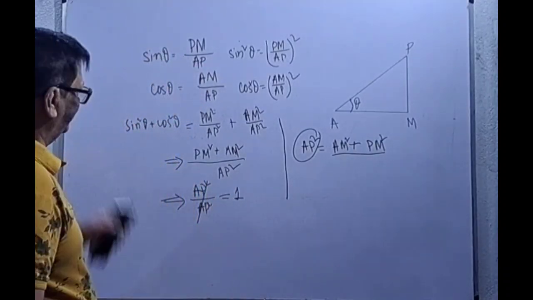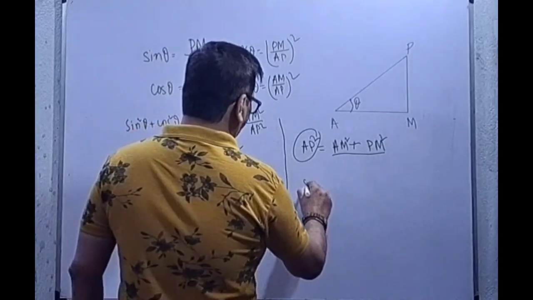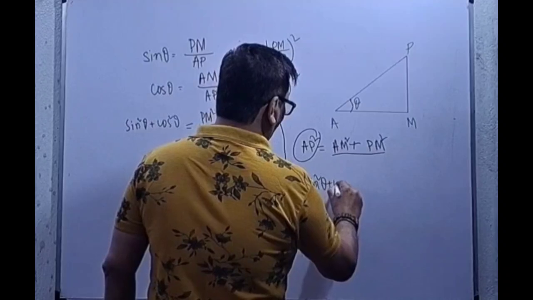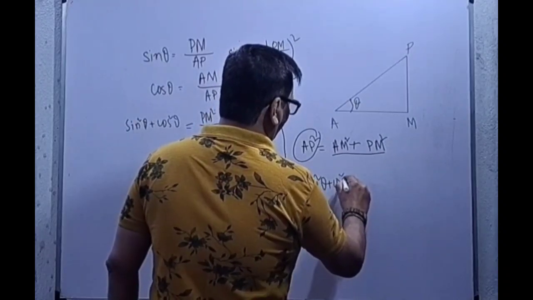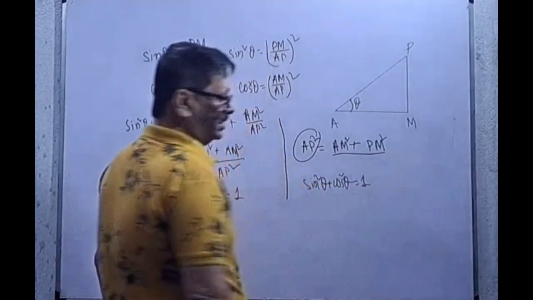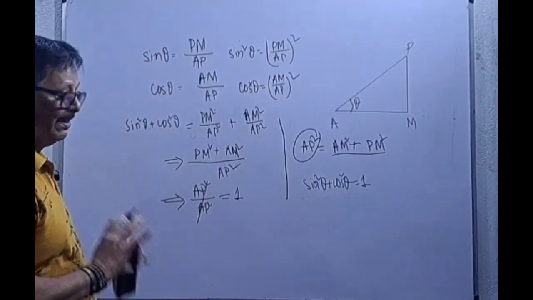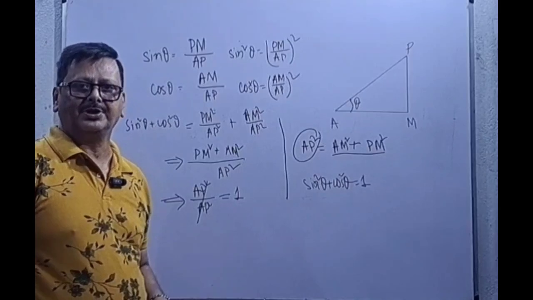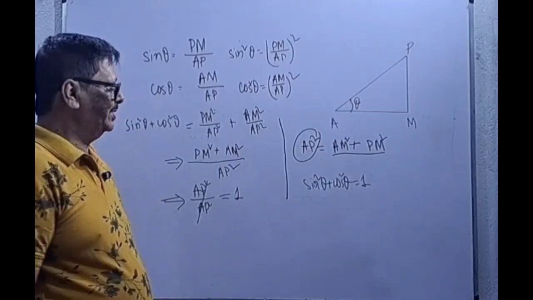Correct? So from here we can conclude that sin² theta plus cos² theta is equal to 1. Convinced? Happy? Okay, now we'll prove 1 plus tan² theta is equal to sec² theta.